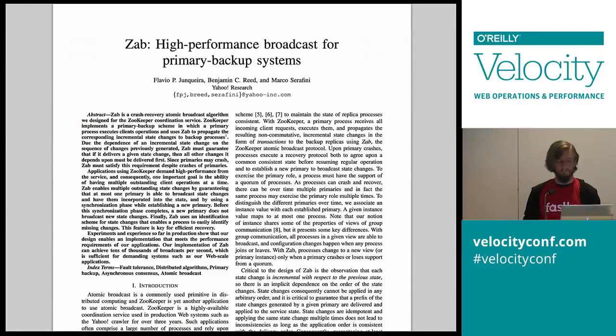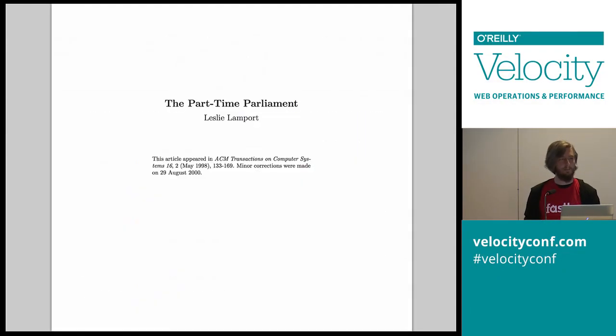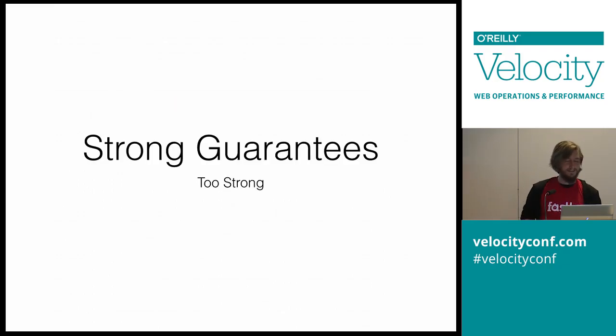So we read ZAB, we read Part-Time Parliament, which is the Paxos paper. Then we read all of the papers that explain the Paxos paper and all of the papers that explain those. But essentially, this has the same problem. The guarantees are still too strong, right? So it still has the problem that if you send one message and it doesn't get through, all of the other ones still don't make it.